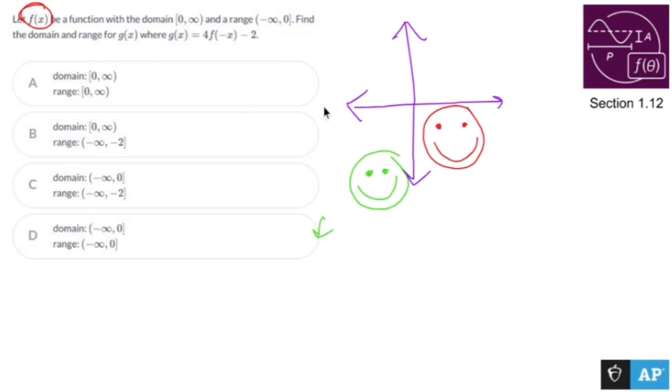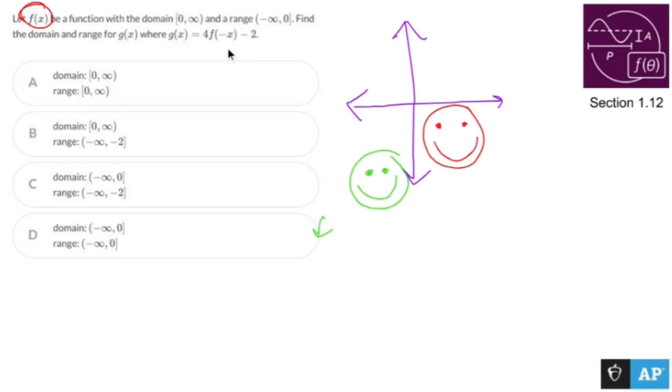So what we have is basically this green guy lives between negative infinity to 0 on the domain. So not you, but these two guys are still good. So the range is where it gets iffy. The domain has to peak out at 0.